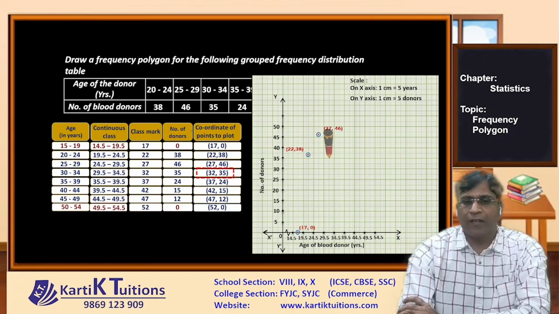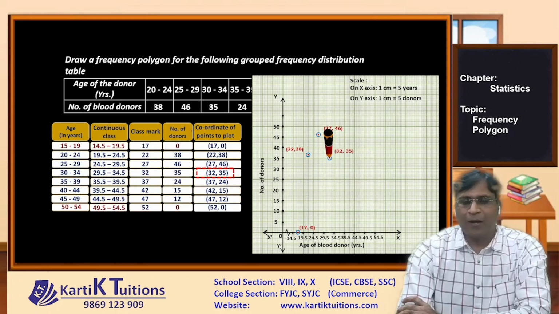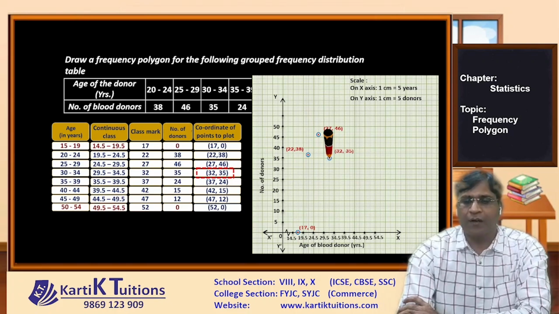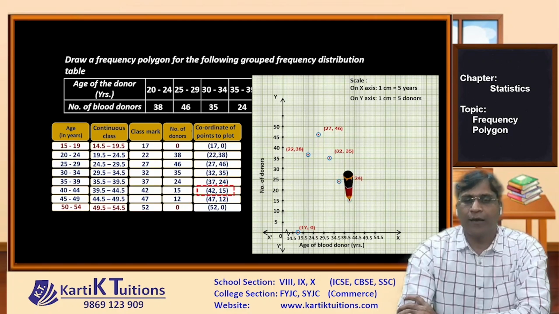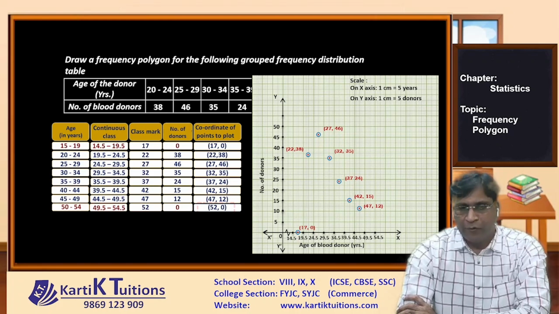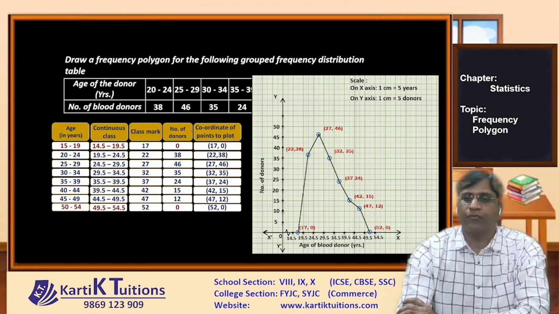Then 35 you will get directly. See, you don't have to worry about the class mark. It is directly the midpoint of the classes you have taken. So you don't have to worry. You have to be a bit careful about the y-axis. Then 37, 24. Now 24 will be the 8th line after 20. Then 15 will come directly. 12 is the 4th line after 10. And 52, 0. Now once the points are plotted and coordinates are mentioned, just join these points with the help of pencil and scale and you will get the frequency polygon.